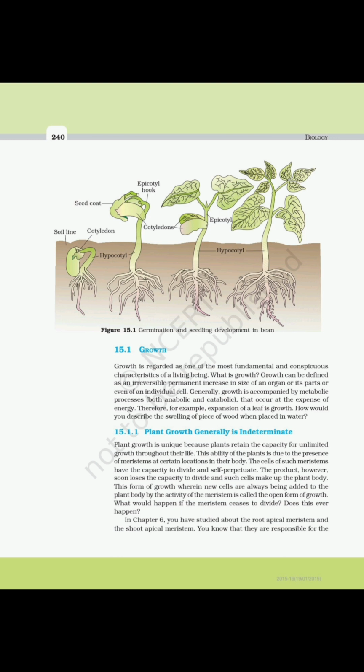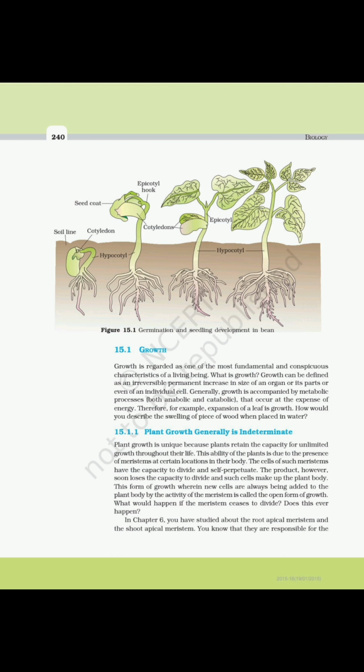How would you describe the swelling of a piece of wood when placed in water? 15.1.1 Plant growth generally is indeterminate. Plant growth is unique because plants retain the capacity for unlimited growth throughout their life. This ability of the plants is due to the presence of meristems at certain locations in their body. The cells of such meristems have the capacity to divide and self-perpetuate.